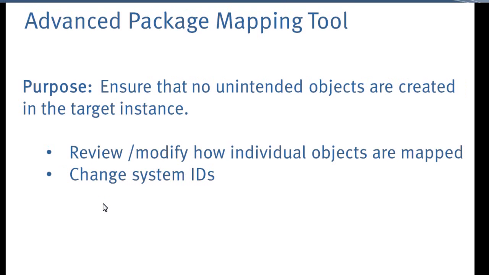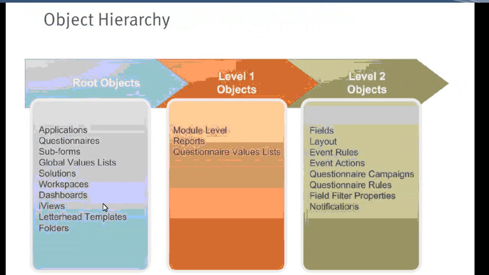Object hierarchy is an important packaging concept. Objects can be classified as root, level 1, or level 2. Root objects can stand alone. Level 1 objects cannot exist without a root object, and level 2 objects cannot exist without a level 1 object.